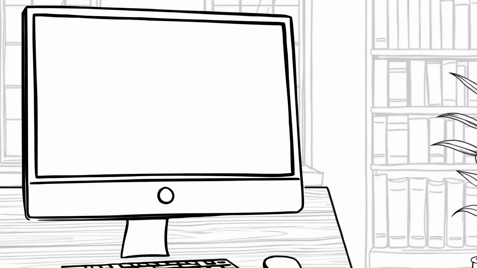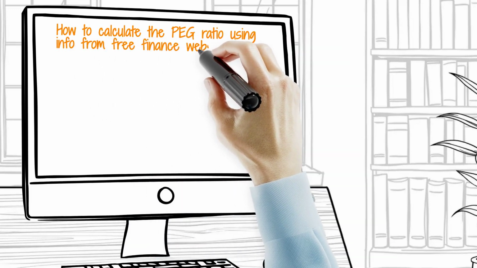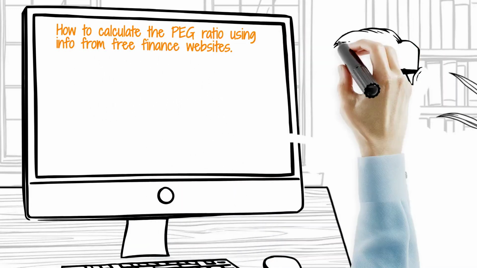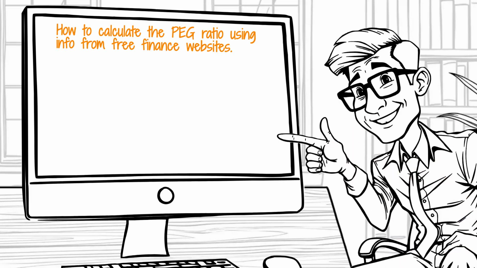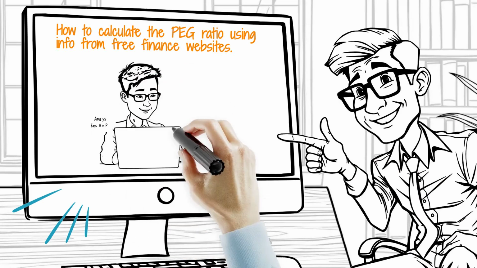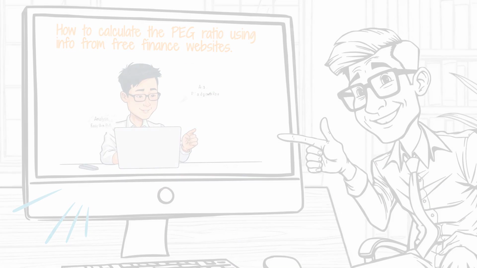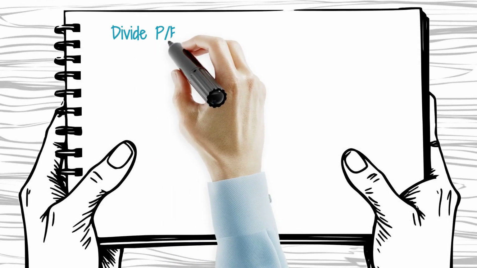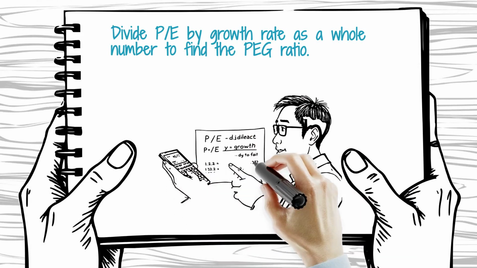Section 4. How to calculate it. You can find these numbers on any free finance website. 1. Find the PE ratio. It's on the main summary page for any stock. 2. Find the growth rate. Click the Analysis tab and look for the next 5 years per annum growth estimate. This is your G. 3. Do the math. Divide the PE by the growth rate. Use the growth rate as a whole number, so 30% growth is 30.